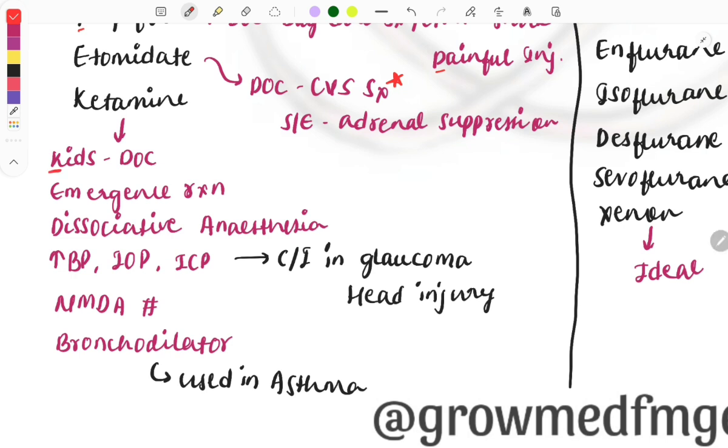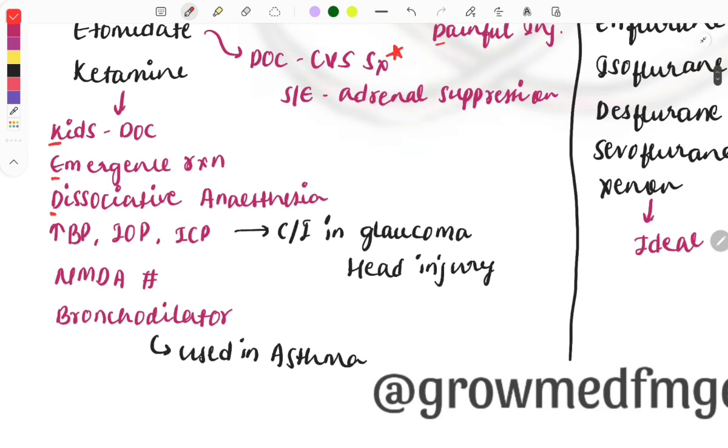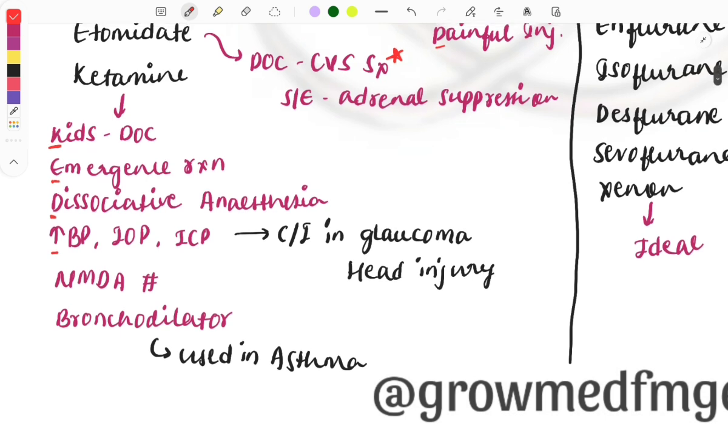Used in case of kids, so drug of choice for kids. Emergence reaction, this will cause emergence reaction. Then dissociative anesthesia it will cause, and it will cause increase in the blood pressure, increase in the intraocular pressure, and increase in the ICP, due to which this one is not used in any condition like glaucoma or head injury. In these conditions these things are already increased, so we will be avoiding ketamine.